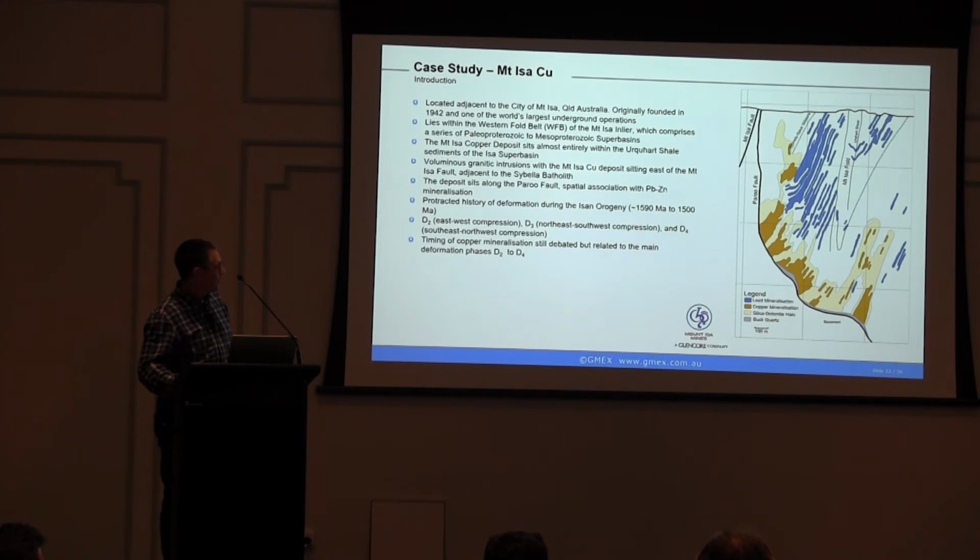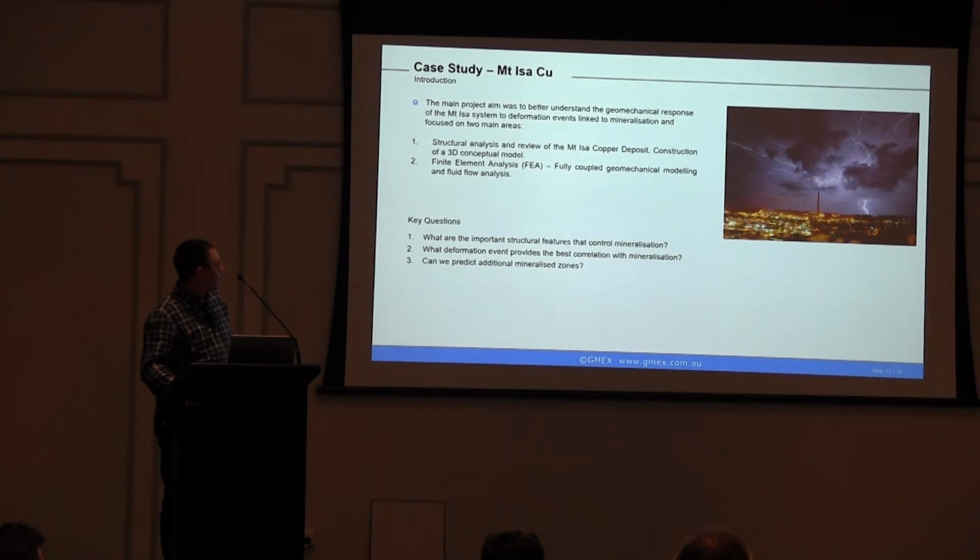So it was decided to look at the architecture and try and use geomechanics to see where the strain would localize, particularly along the Paru fault surface, as we know that's quite important. So the questions asked were, what are the most important structural features that control the mineralization? We decided the Paru fault was probably quite important, so that was something that we focused on. And what deformation event, D3 or D4, provides the best correlation with the mineralization that we see? And can we actually use this to predict additional zones?